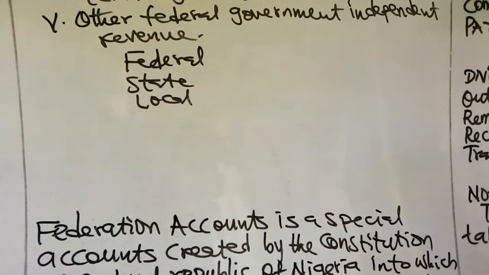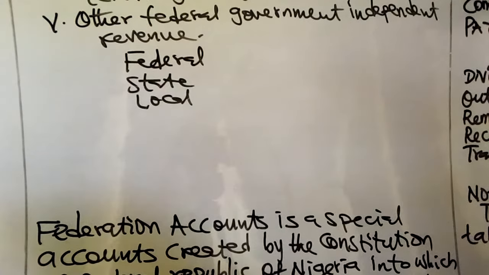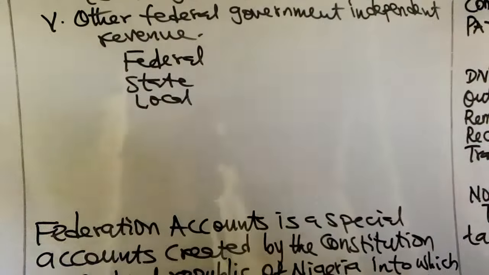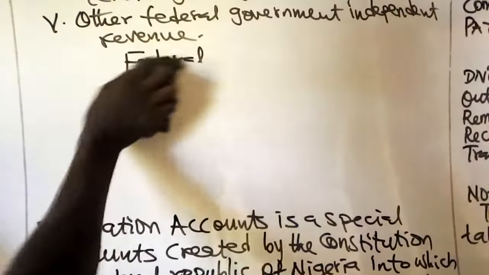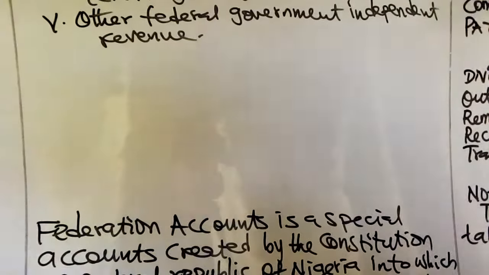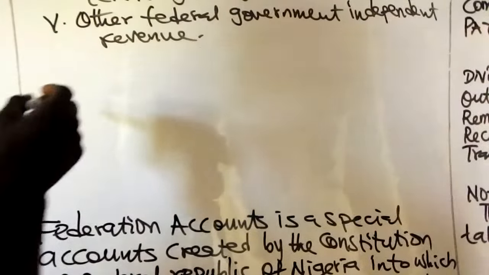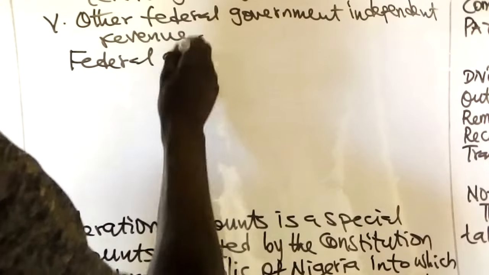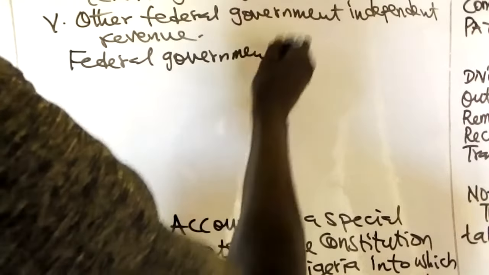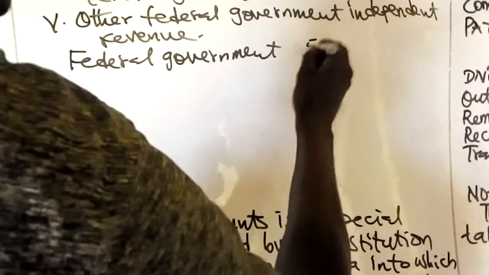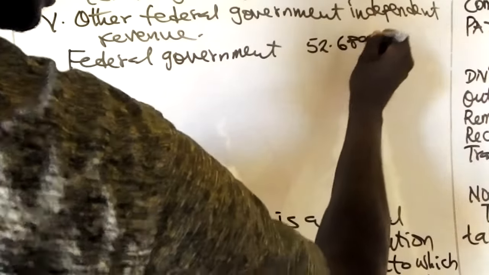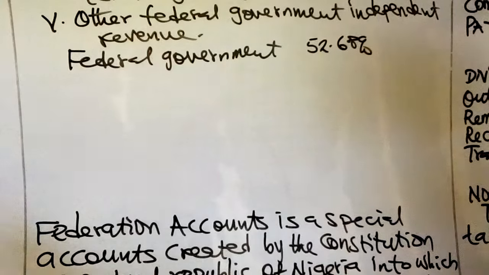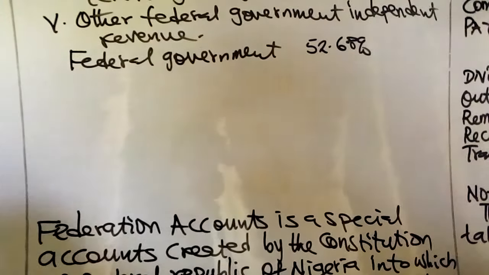Currently, the figure in the pool is distributed using the revenue allocation formula as shown below. The figure in this Federation account, I've told you that it is a distributable pool account, will be shared using the formula. So federal government will receive 52.68%. Whatever percentage you are expected to use under exam condition will be given in your question paper.